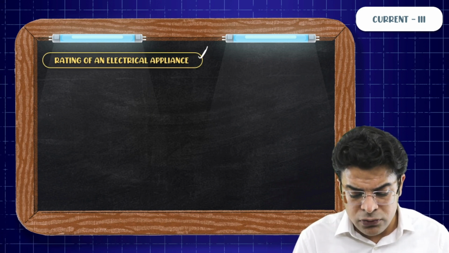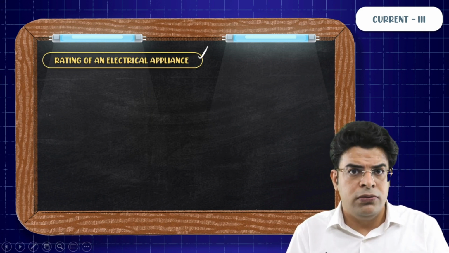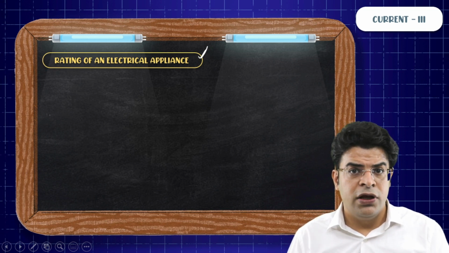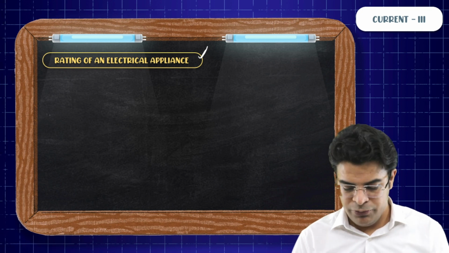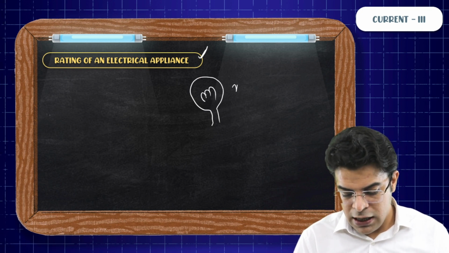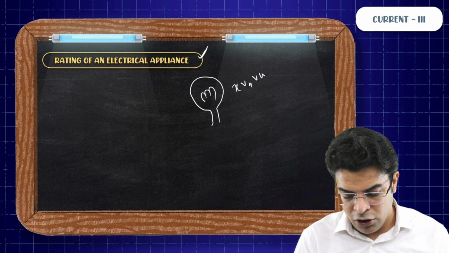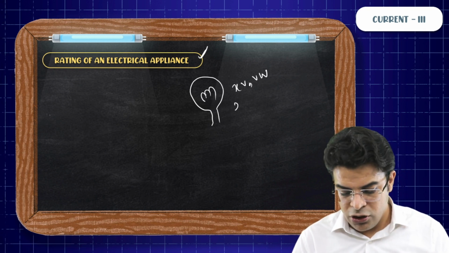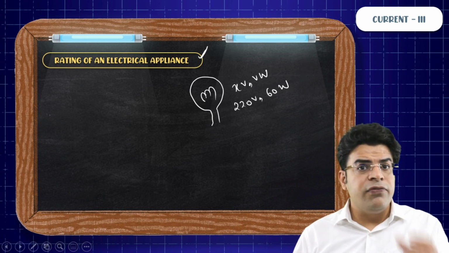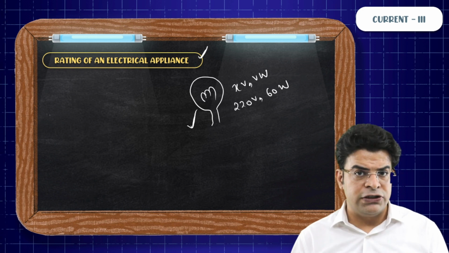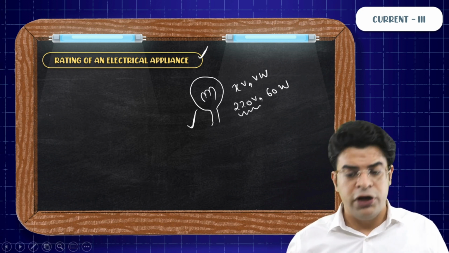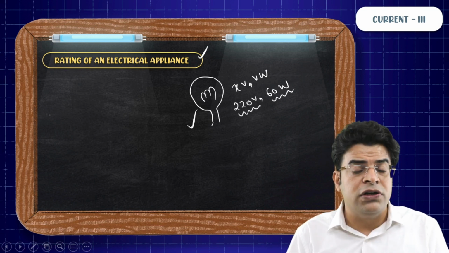Now what we need to learn about power is the rating of an electrical appliance. If you go to the shop and buy a bulb, something like this is written on it: X volt, Y watt. For example, 220 volt and 60 watt. It means that if you connect this particular appliance across a potential drop of 220 volt, it will consume 60 watt. That's what the rating means.